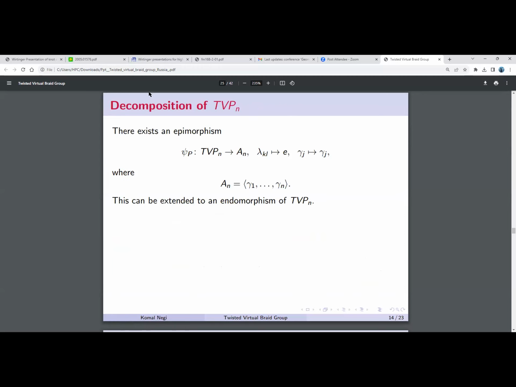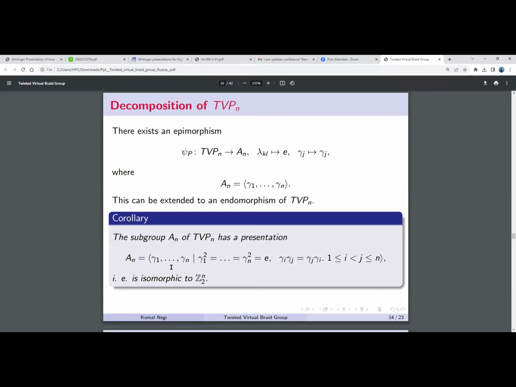Next is, can we find a decomposition of this subgroup TVPn? So if we define an epimorphism from TVPn to An, where lambda kl type of elements map to identity and gamma j type of elements map to gamma j only, where An is this subgroup. This can be extended to an endomorphism of TVPn, and we can prove that this subgroup An has this type of presentation. This An will be generated by gamma i type of elements, and these are the defining relations. Basically, this An is isomorphic to Z^2n.